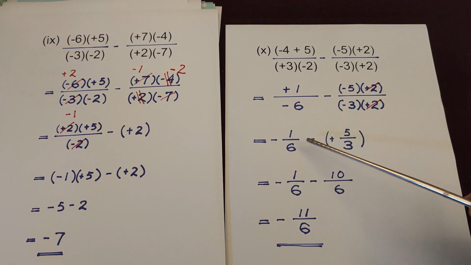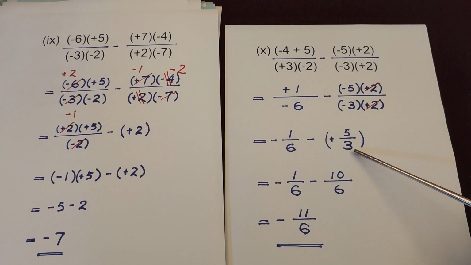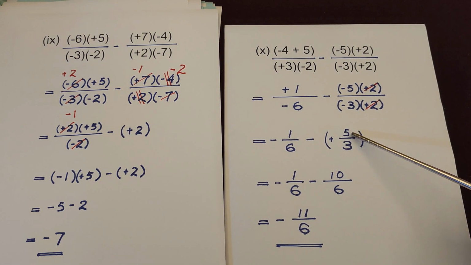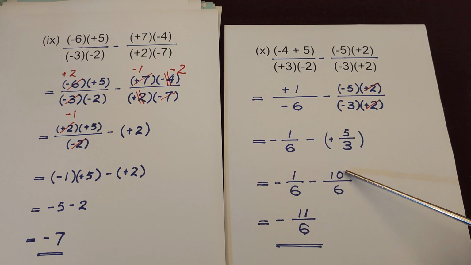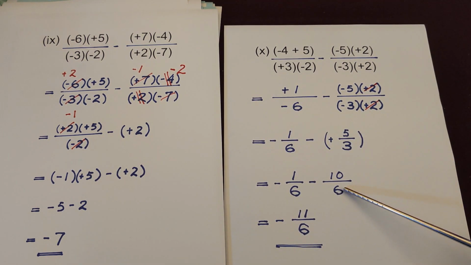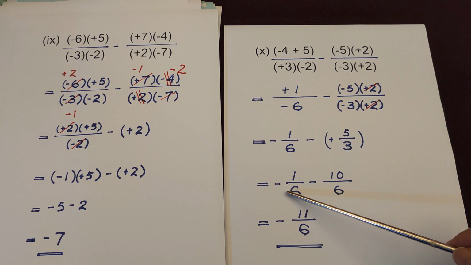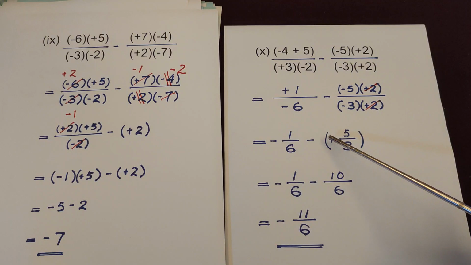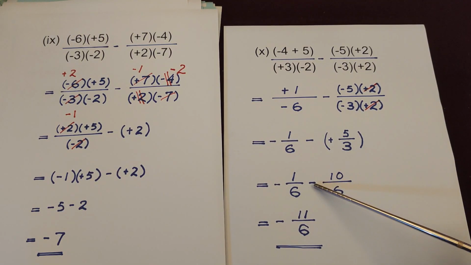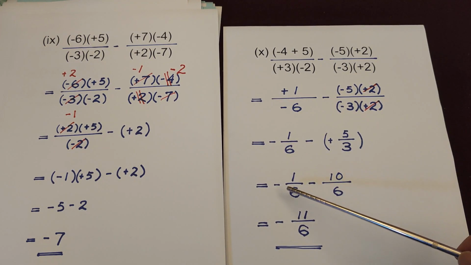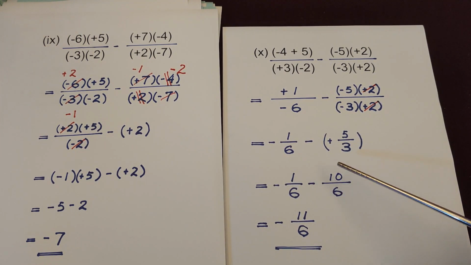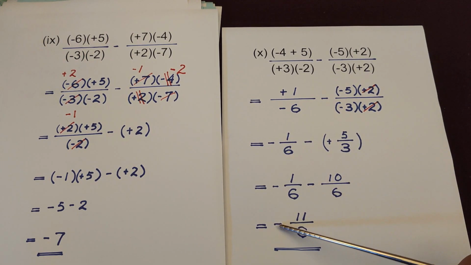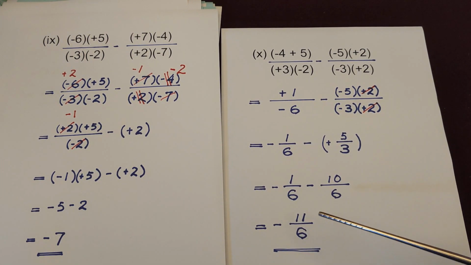Then how about the next comparison? We have to make the denominator the same. So we multiply both the numerator and denominator by 2, and we have the numerator as 10 and denominator as 6. Now the denominators are the same. And these two signs differ, so we have a negative result here, and it becomes minus 1/6 minus 10/6. Then it becomes minus 11/6. And this is the end. Is that clear?